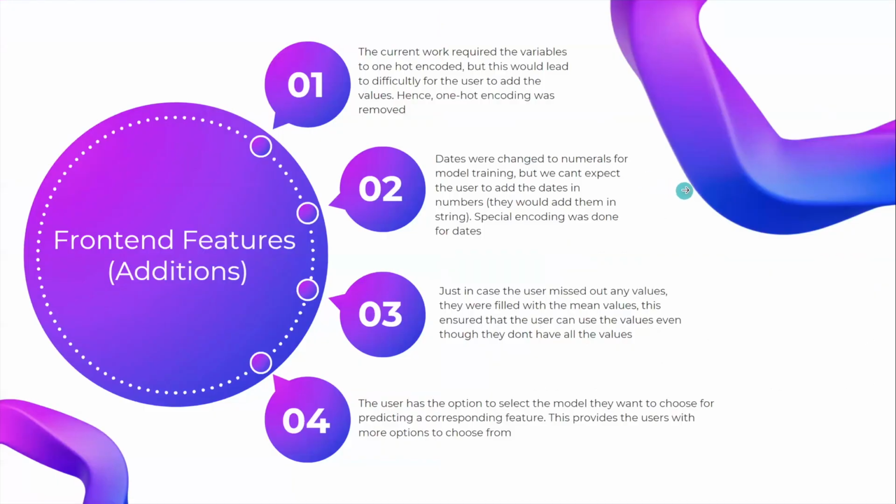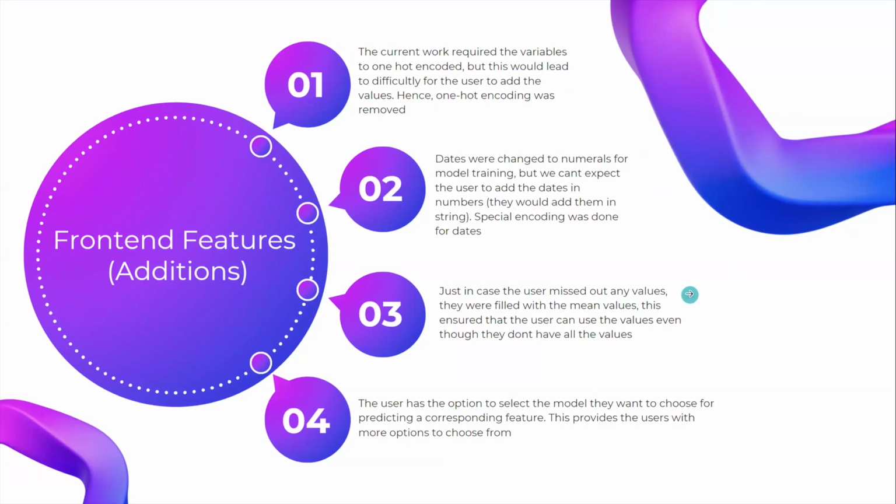There were certain additions that I made to the front end features to make it easy for users. For the sake of applying the models, you had to one hot encode the features, but you can't expect the user to put in the value as 0 or 1. So eventually I had to reverse it back and use normal encoding. For dates, if you're using certain models that are not tree based, you have to put numerical values. But so that the user can put in string values, I built a pipeline that converts the strings to a date and encodes the whole data accordingly.